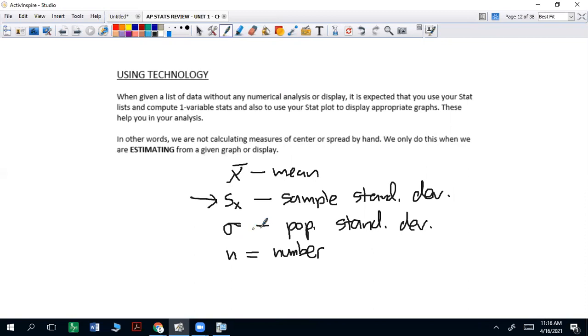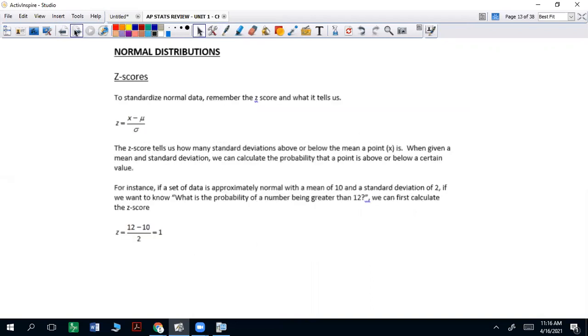Okay, I know this is a lot. I appreciate you staying with me here. Going on to the next part is talking about normal curves, normal distributions, Z-scores, all that. So a Z-score is a standardized score, and it's always centered around 0.